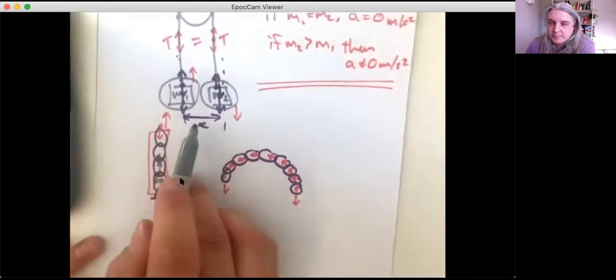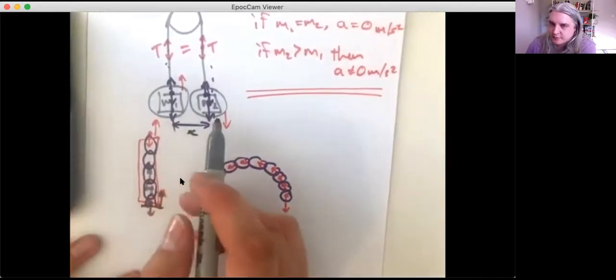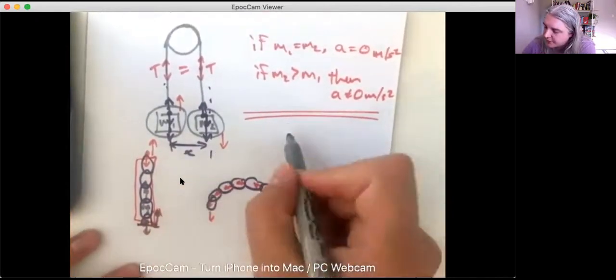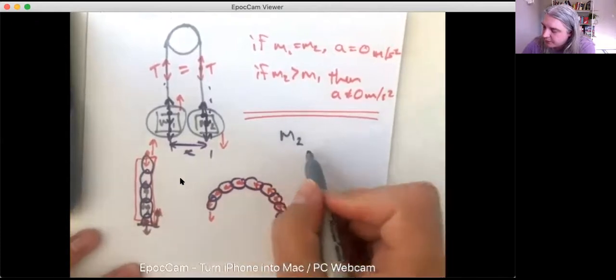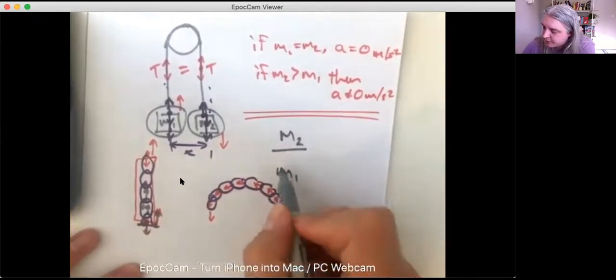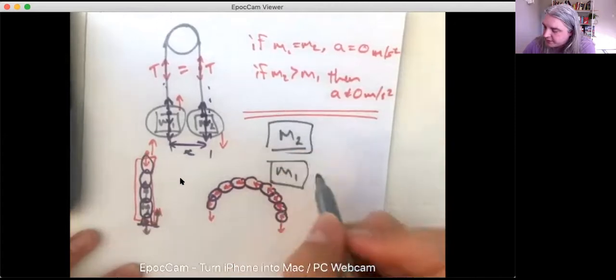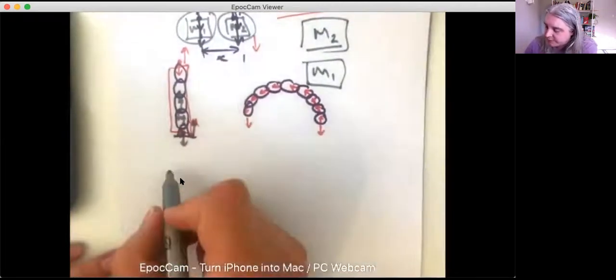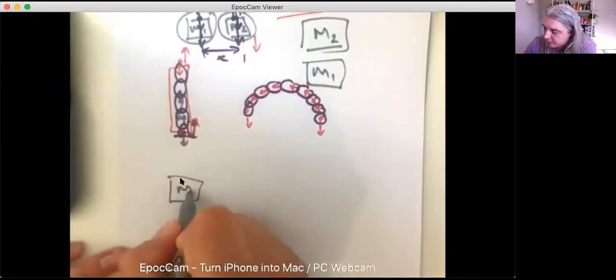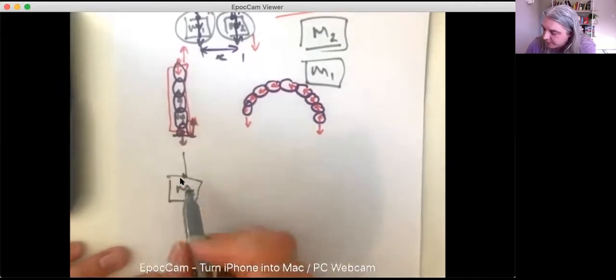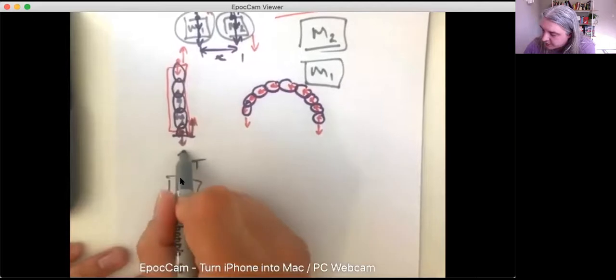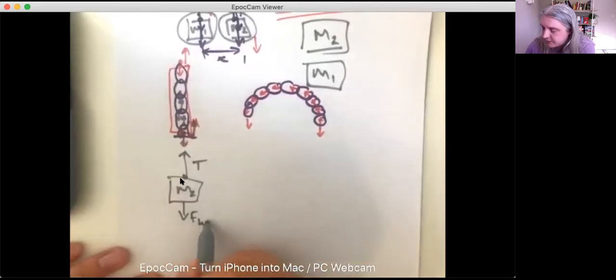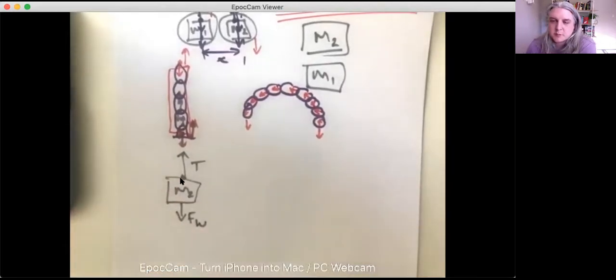Instead, what's better is to almost think about this as two separate systems. Think about the M2 system, and then think about the M1 system separately. So think about these two separate systems, and we're going to do that. Let's think about the forces that are happening on M2. We've got a string, and that string is providing a tension force, and then we've got a weight force. That's it. That's all there is. Tension force and a weight force.